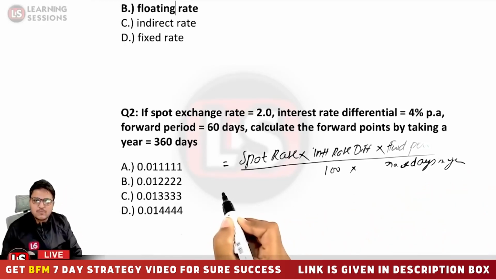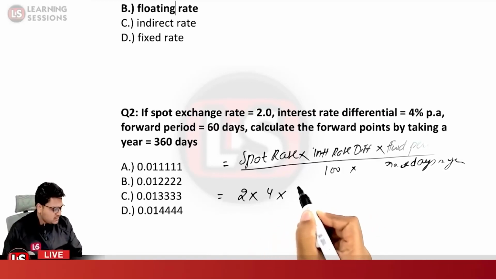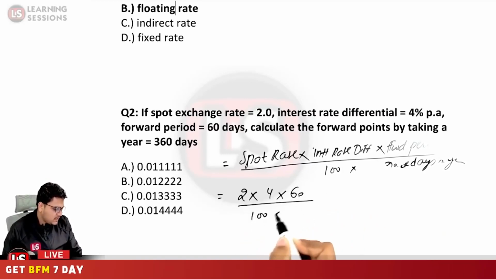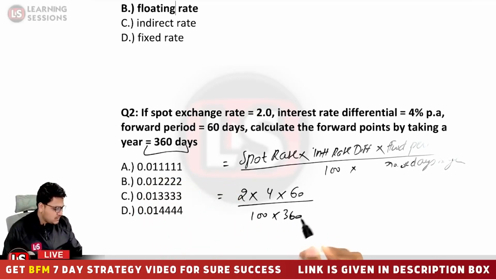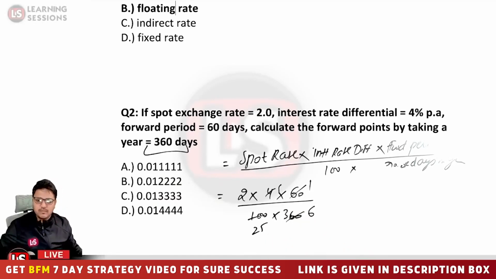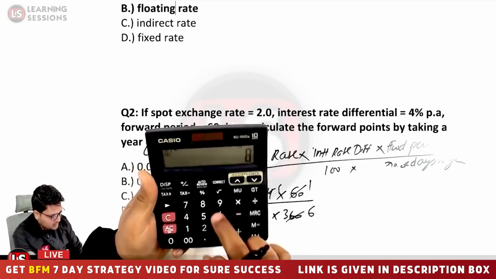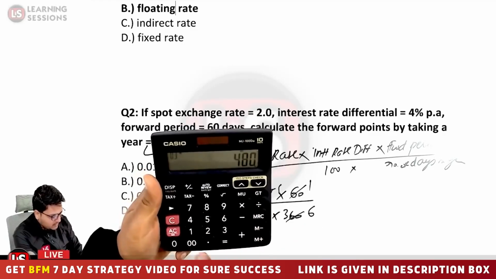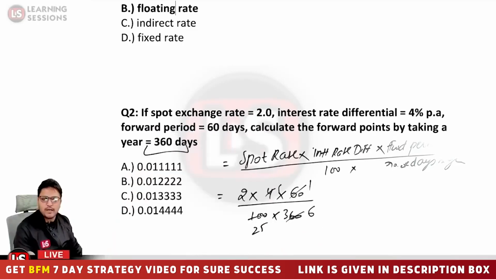That is the formula. Spot rate is given to be 2, interest rate differential is given to be 4, forward period is given to be 60 days, divided by 100, number of days in a year to be considered to be 360. So that is the answer that we need to calculate. It is 2 into 4 into 60 divided by 100 divided by 360. That is 0.013333.